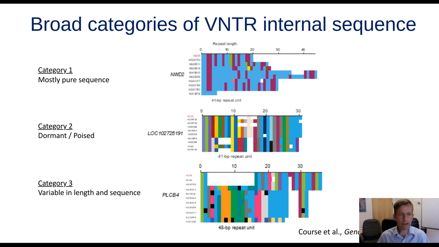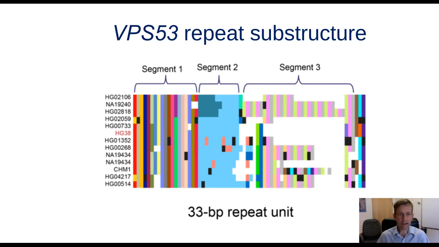So these were the three main categories of tandem repeats we observed when looking at long-read sequencing. But we also found some really interesting outliers and unique nuggets in terms of their properties. In this case, this is a 33 base pair repeat unit in the 3' UTR of a gene called VPS53, and it has three separate segments within its internal tandem repeat.